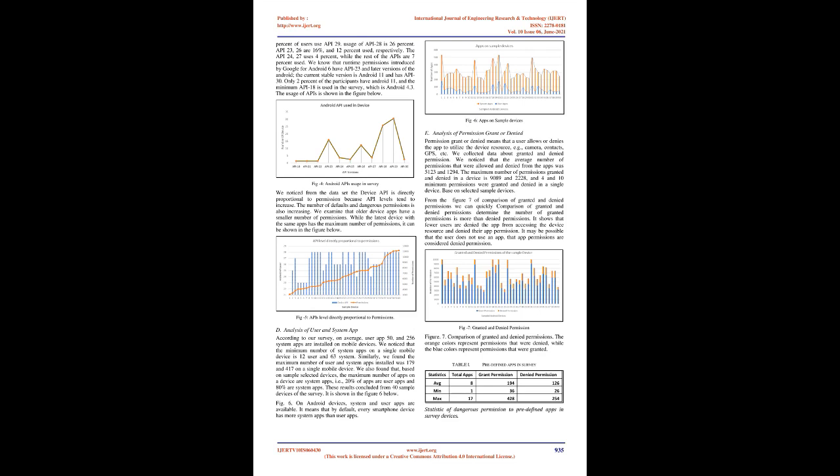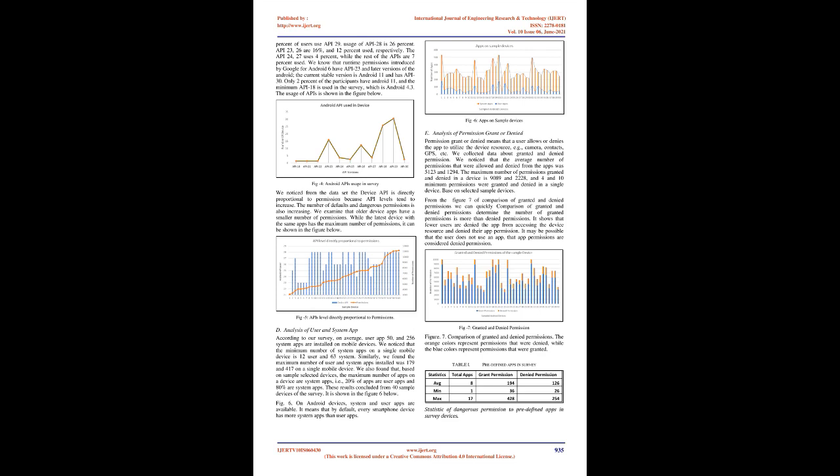It is shown in Figure 6 below. Fig 6. On Android devices, system and user apps are available. It means that by default, every smartphone device has more system apps than user apps. Fig-7, granted and denied permission. Figure 7. Comparison of granted and denied permissions. The orange colors represent permissions that were denied, while the blue colors represent permissions that were granted.